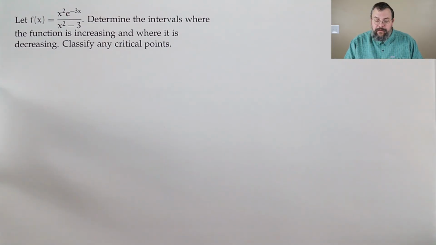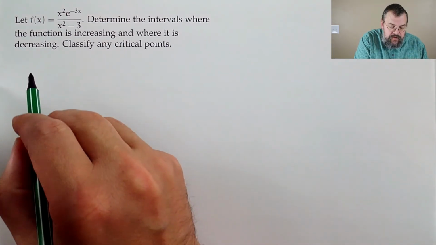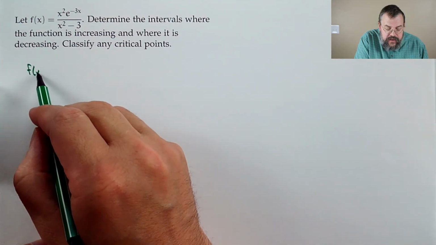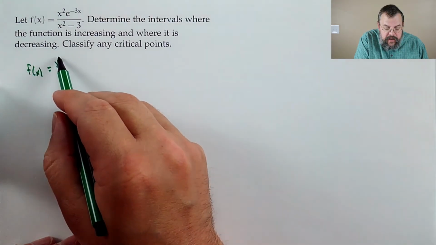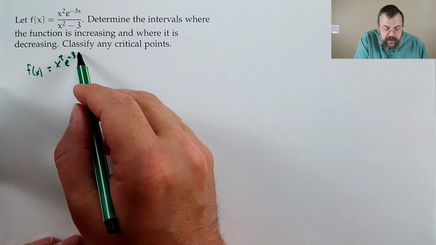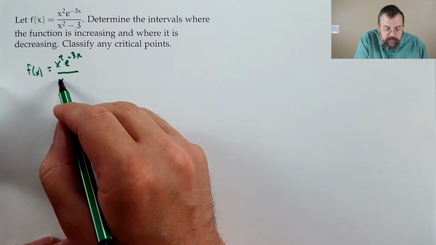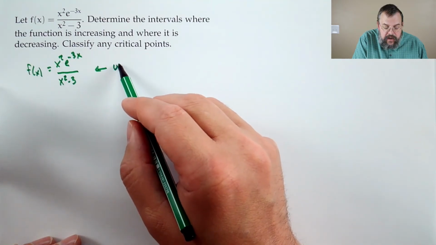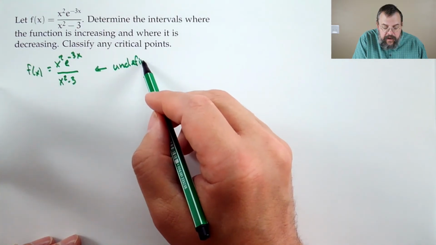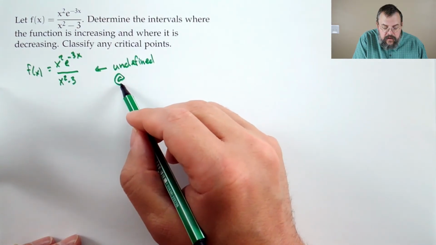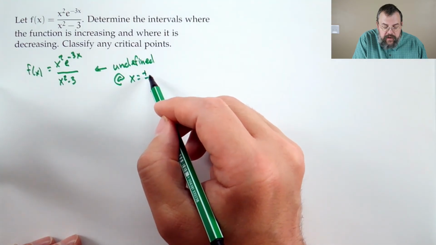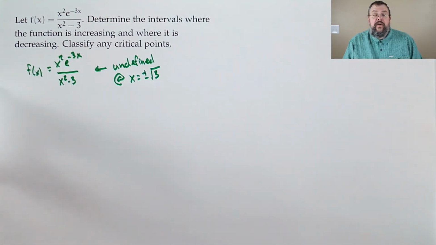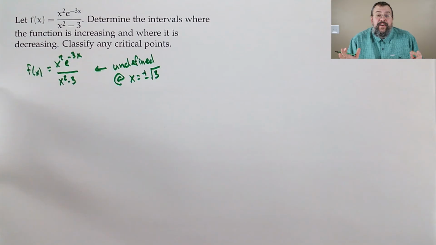So, if we pause for a second before we start jumping in, our function here, I'll write down again, x squared e to the minus 3x divided by x squared minus 3. This is undefined at x equals plus or minus the square root of 3. So in some sense, those are critical because the function is undefined there. Therefore, the derivative has to be undefined there.